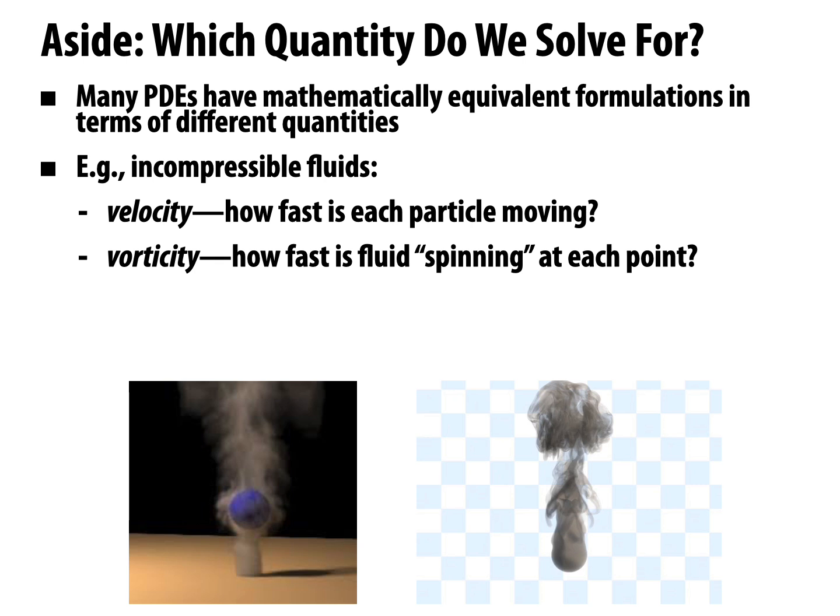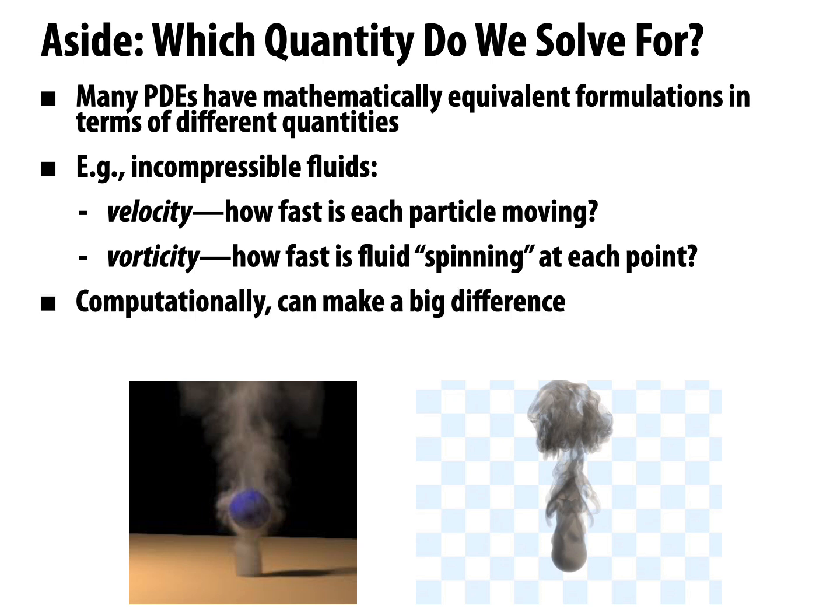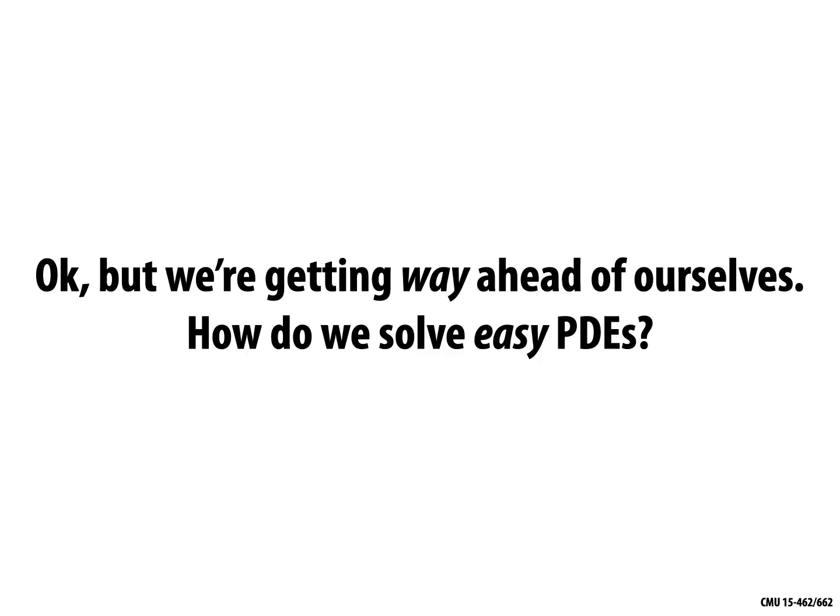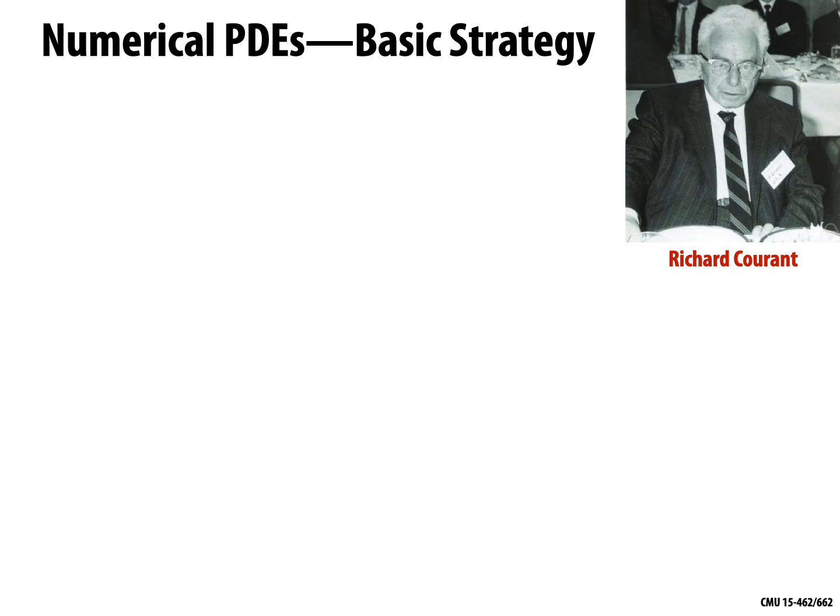Mathematically, these are not super different. Computationally, it can make a huge difference. You can, for instance, get much better, maybe swirling smoke with vorticity than a velocity formulation. So again, try to understand these different trade-offs so you can pick the right tool for the job. But we are getting way ahead of ourselves here. What we'd like to know first is, how do we solve easy PDEs? What is the basic strategy?